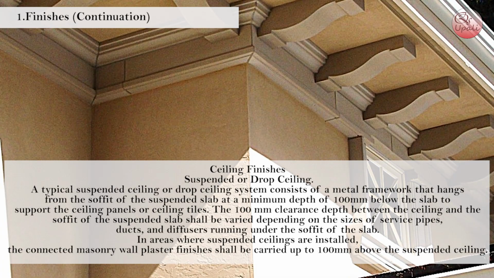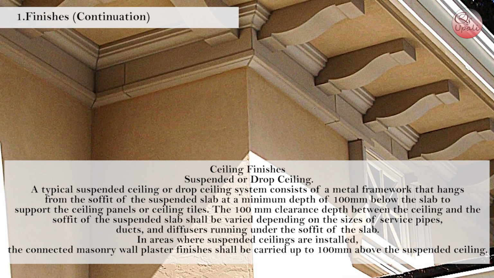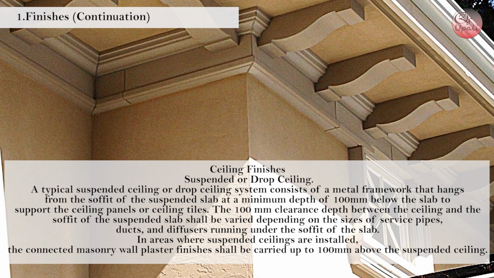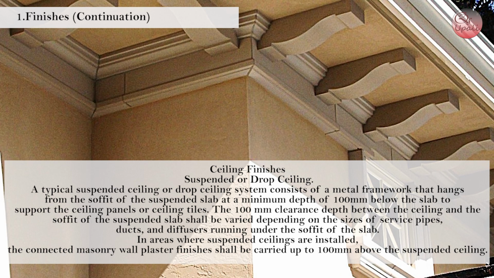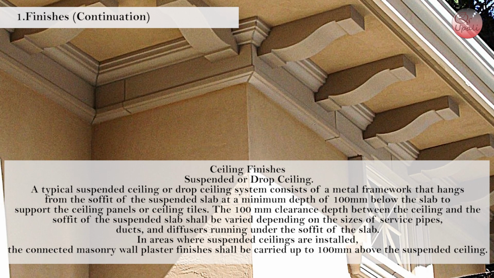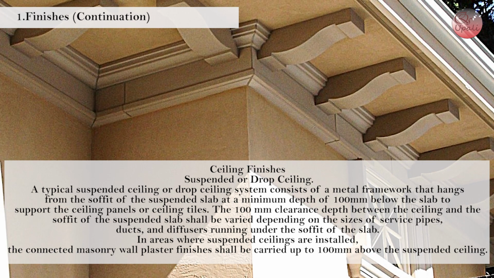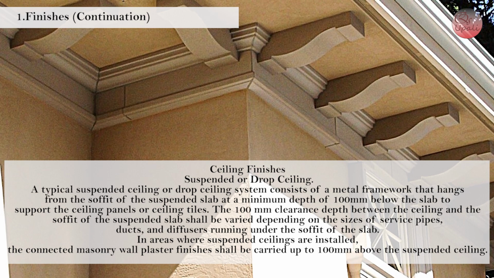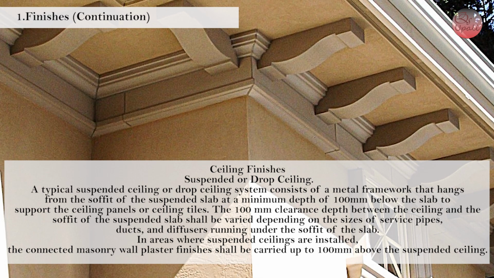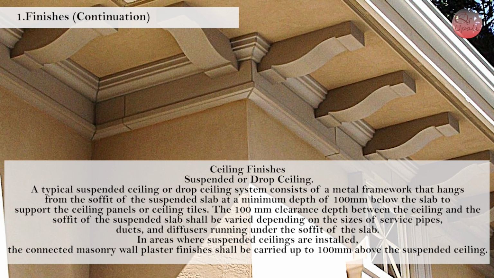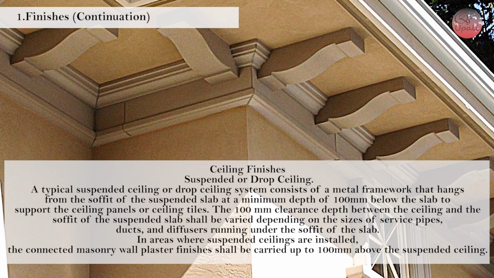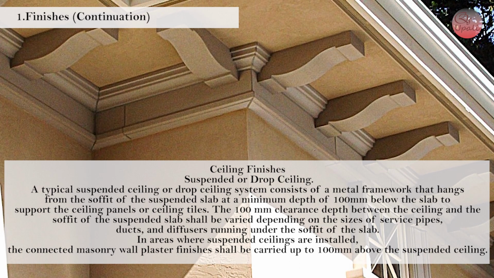1. Finishes continuation. Ceiling finishes, suspended or drop ceiling. A typical suspended ceiling or drop ceiling system consists of a metal framework that hangs from the soffit of the suspended slab at a minimum depth of 100 mm below the slab to support the ceiling panels or ceiling tiles. The 100 mm clearance depth between the ceiling and the soffit of the suspended slab shall be varied depending on the sizes of services, pipes, ducts and diffusers running under the soffit of the slab.